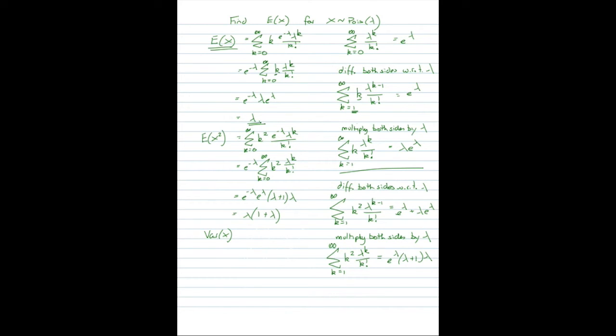So last thing I want to do is to find the variance of x, which is the expected value of x squared minus the expected value of x, all squared. And plugging in the values we found, this is going to be lambda times 1 plus lambda, minus lambda all squared, which is lambda plus lambda squared minus lambda squared, so that leaves us at the very end just with lambda. So the interesting feature here of the Poisson distribution is that the expected value of x is lambda and the variance of x is equal to lambda.